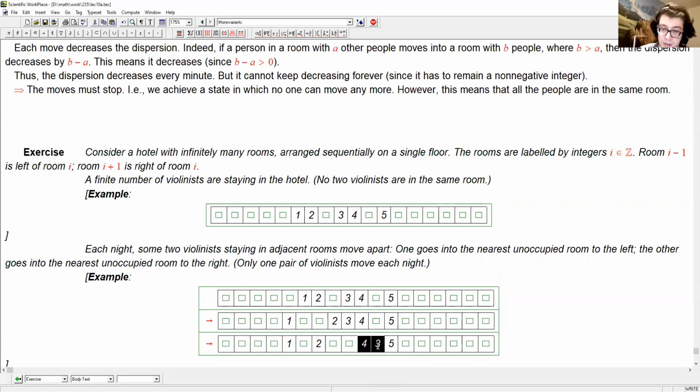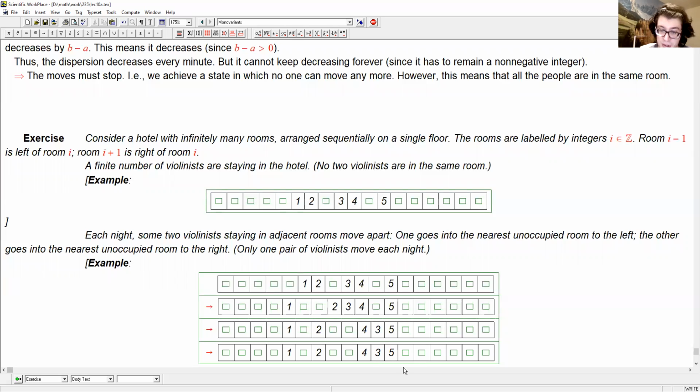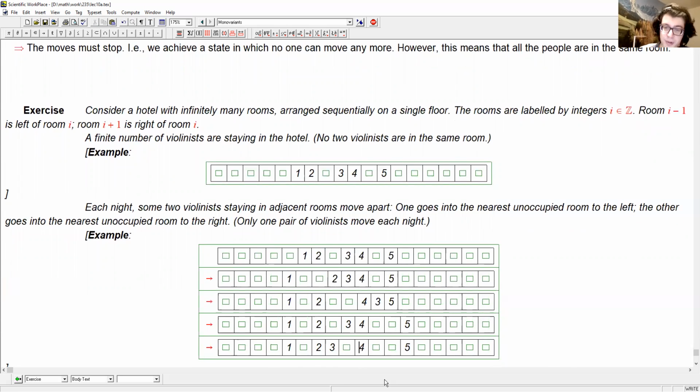Now we have 2 more pairs that need to move apart. So let's move these 2 apart in the next night. 3 and 5 moving apart. One goes left, which is, let's say, 3, and one goes right, the 5. Actually, the identities of the violinists don't really matter, so I could just as well put asterisks instead of the numbers. Now we still have 2 violinists that ought to move apart, 3 and 4. So let them do it. 3 goes left, 4 goes right.